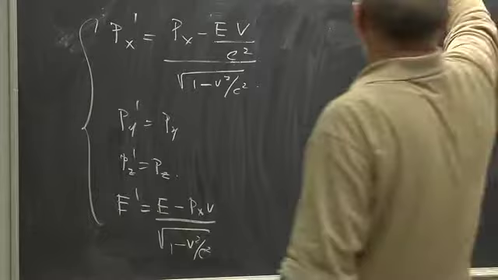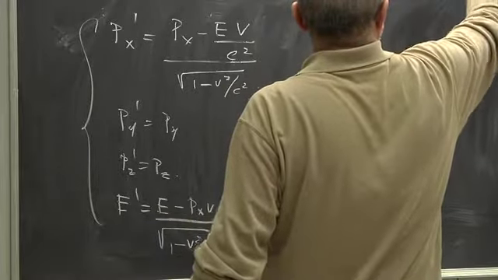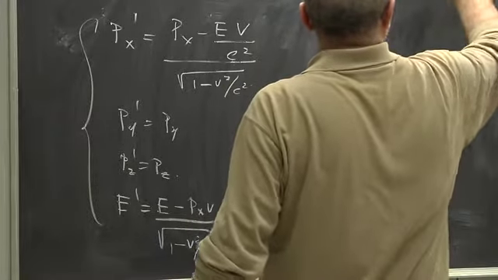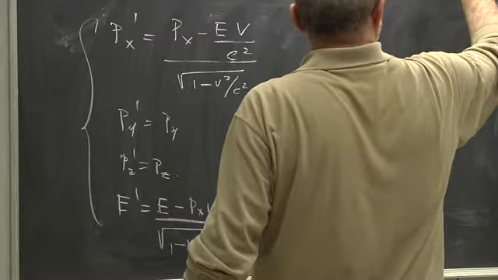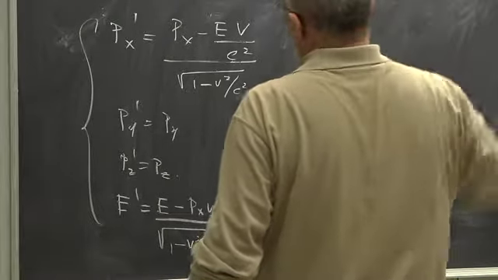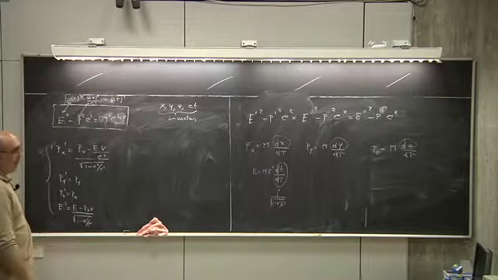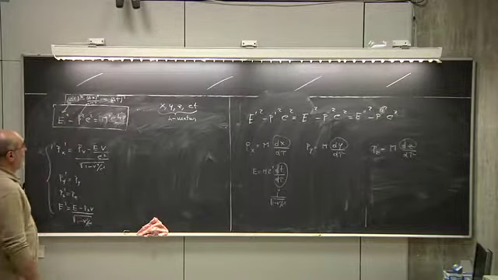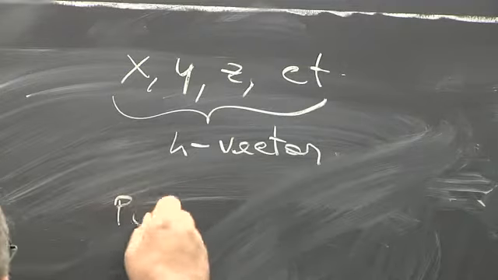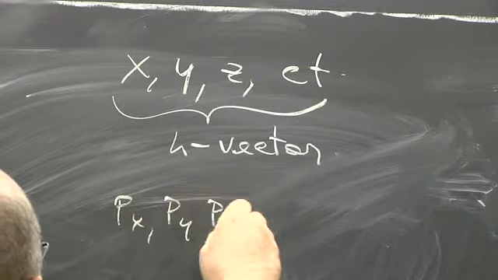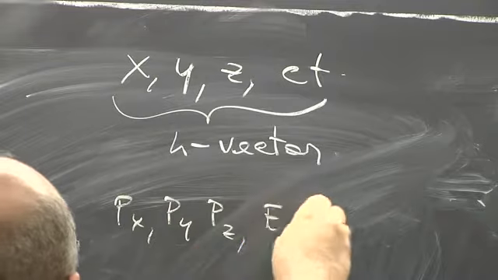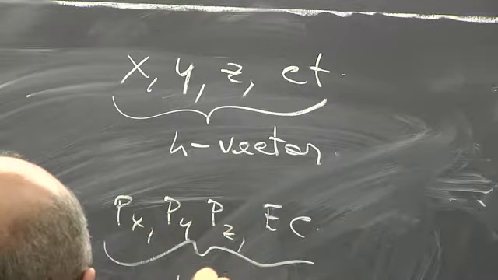So x, y, z, and ct make what is called a 4-vector. We will get to that. And the same, px, py, pz, and E over c make another 4-vector.